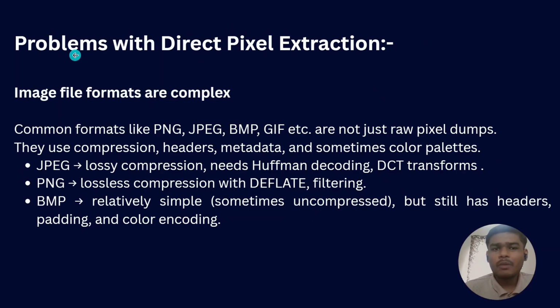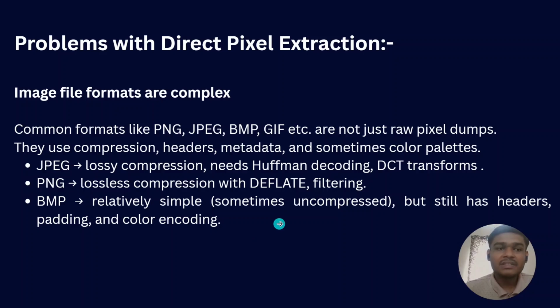So, what problems do we face with direct pixel extraction? Image file formats are complex. Common formats like PNG, JPEG, BMP, GIF, etc. are not just raw pixel dumps, but they use compressions, headers, metadata, sometimes color palettes, and whatnot. Then they also have encoding and decoding formats, which make it hard to directly extract pixel data from them. So the common image formats that we use, like PNG, JPG, or JPEG, are not directly extractable.